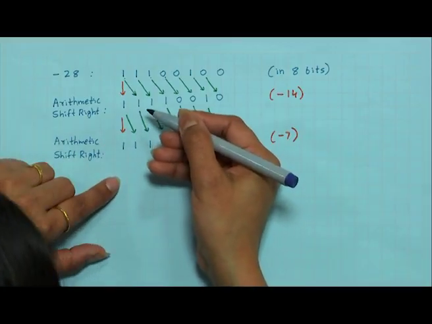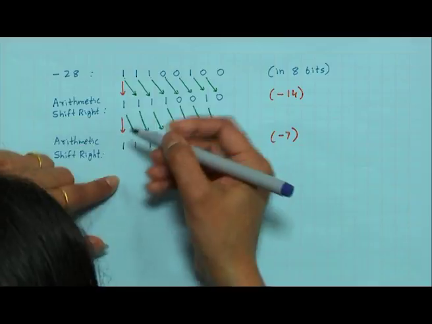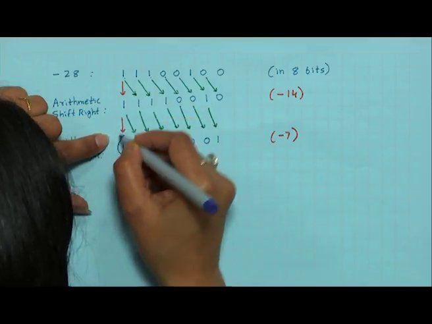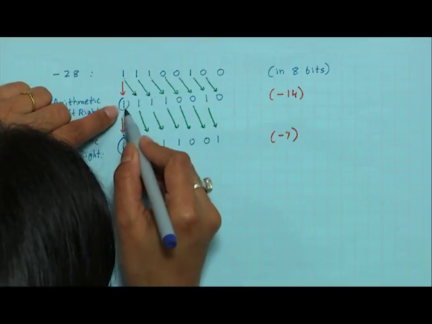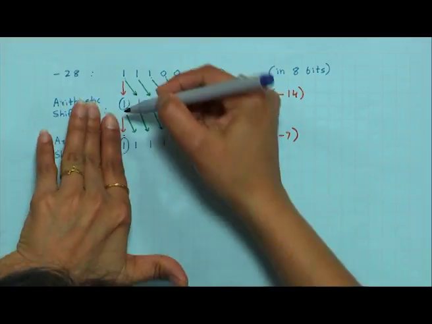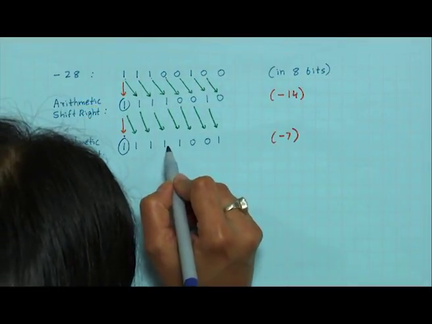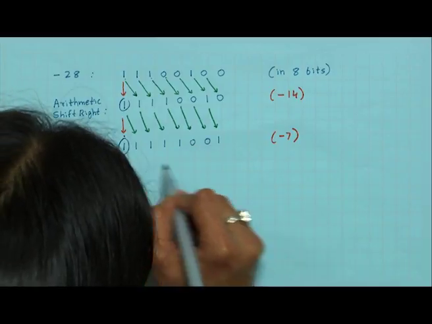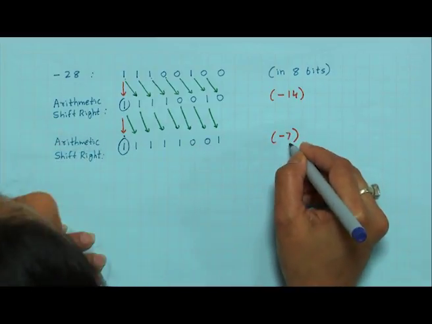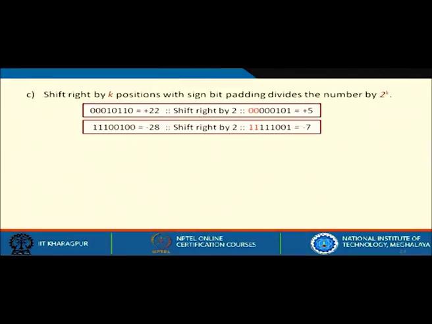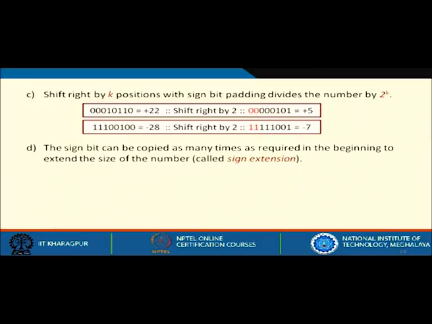Similarly, we do an arithmetic shift right once more, and the same 1 bit comes in this position. So, 1 is coming here and all other bits are shifted one position to the right. We get 11110001. This is equivalent to minus 7. So, this is how we perform shift right by k positions with the sign bit, which divides the number by 2 to the power k.